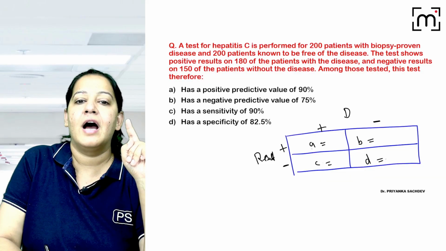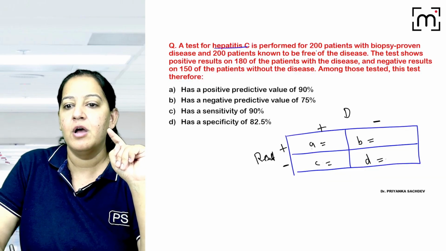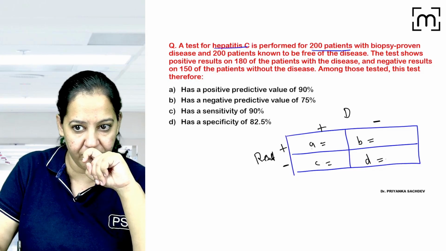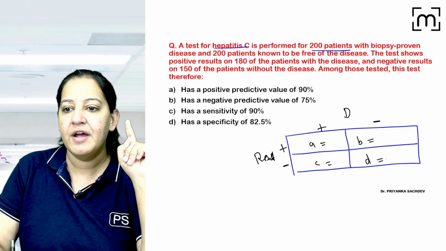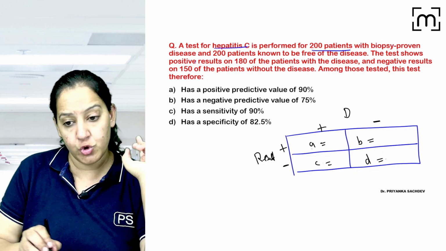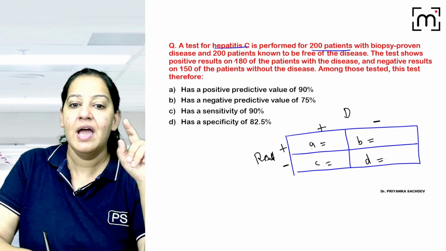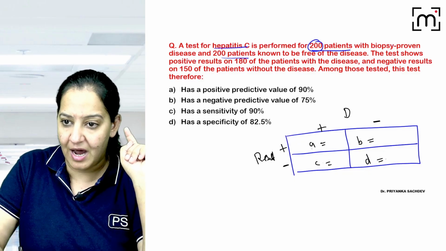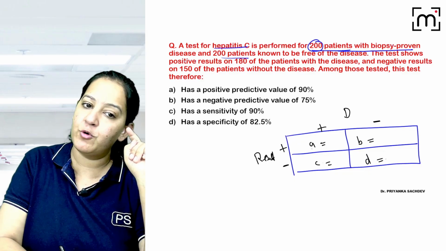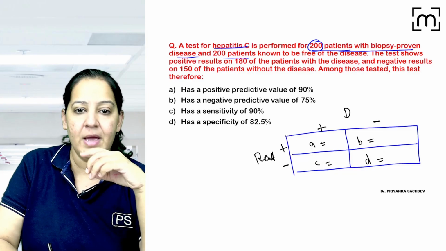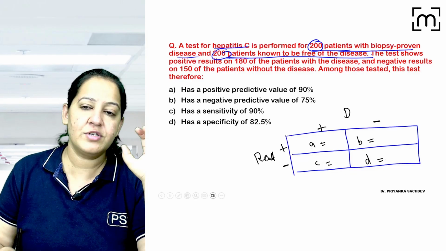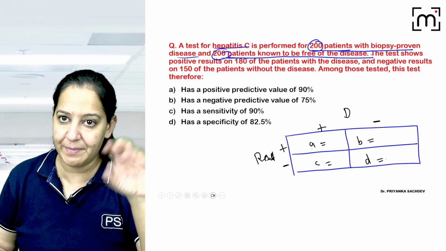Read the question. A test for hepatitis C is performed for 200 patients with biopsy proven disease. So 200 patients have disease and 200 patients are known to be free of disease. So 200 patients are there who have biopsy proven disease. So disease is positive in them, and another 200 patients are there which are free of disease. So tell me, what are these 200? What is the value of ABCD?